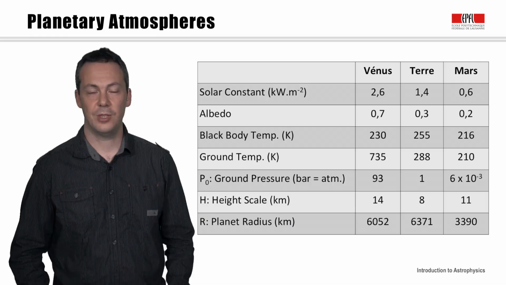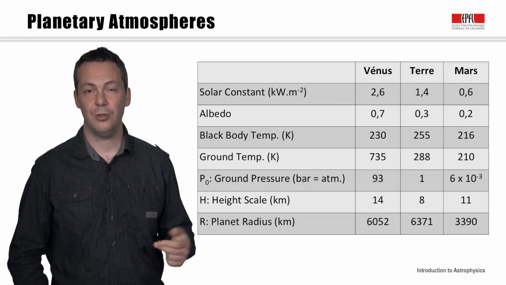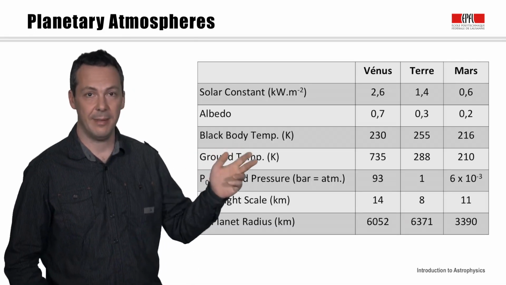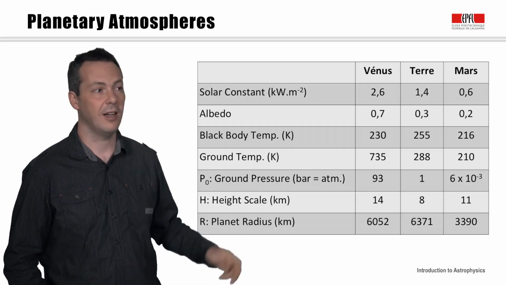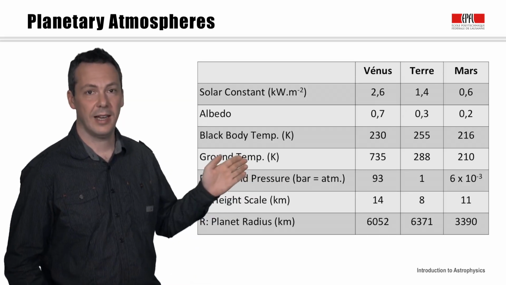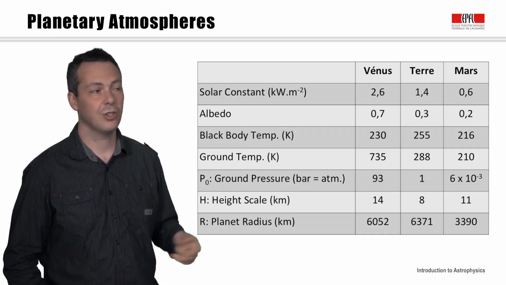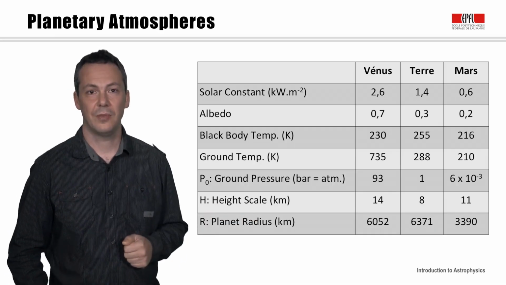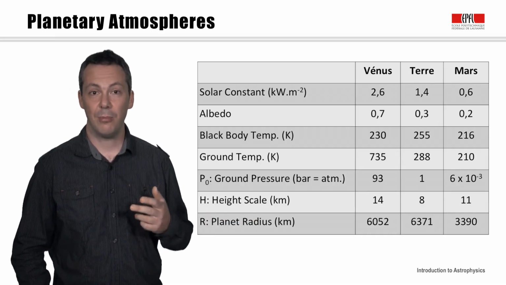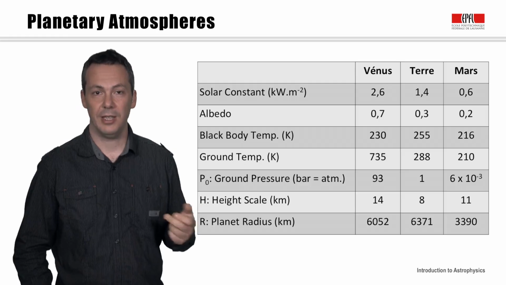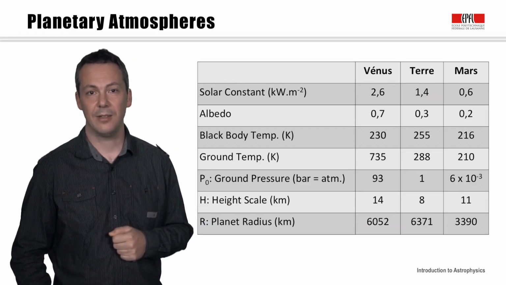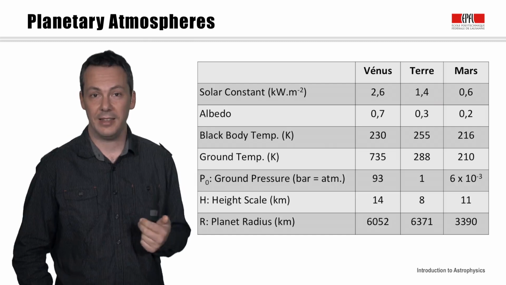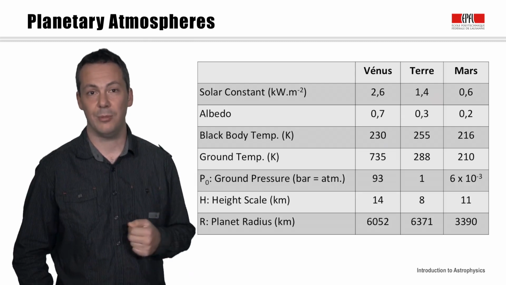Here is the data from the previous video for Venus, the Earth, and Mars, with the addition of the new quantities we just introduced: the pressure at ground level, the characteristic height, H, and the radius of the planets. We first noticed that in the three cases, the planet retains its atmosphere, since H is negligible in regards to the planetary radius. De facto, the three planets, the Earth, Venus, and Mars, have indeed an atmosphere.